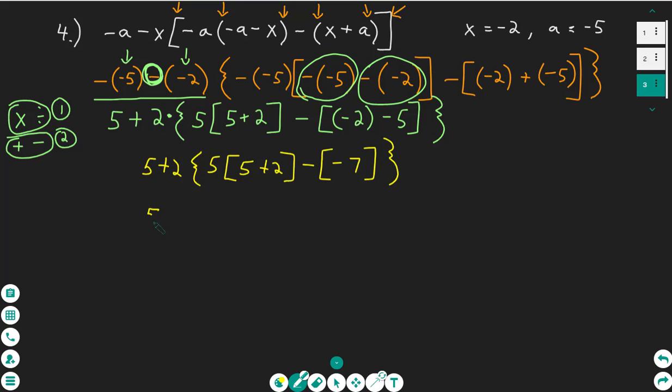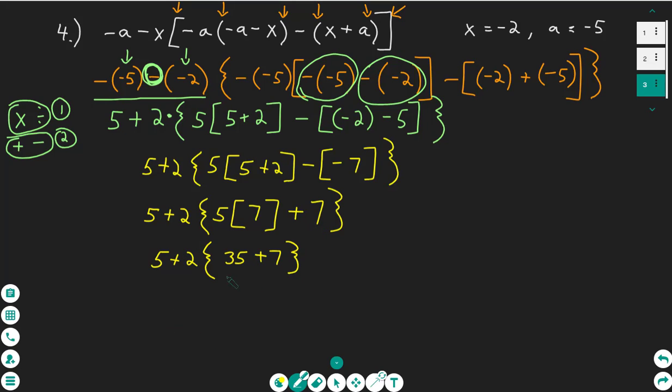So we have 5 plus 2. That's being multiplied by a 5. Now in this set of brackets, I can say 5 plus 2 is 7. And then I have a minus minus 7, which is the equivalent of a plus 7. All right. Again, I didn't get rid of all the brackets, but I'm one step closer. So now we'll get rid of the remaining bracket. 5 plus 2 brace. Now we have 5 times 7 is going to be 35 plus 7. Great. Now let's get rid of the braces.